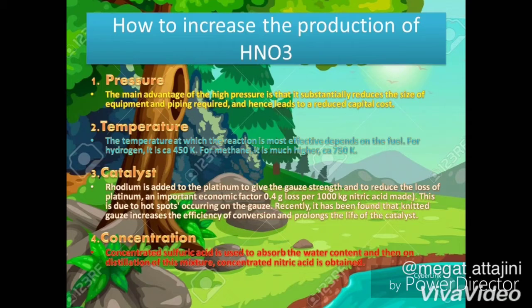And the final factor is concentration. In the production of HNO3, concentrated sulfuric acid is used to absorb the water content. Then on distillation of this mixture, concentrated nitric acid is obtained.